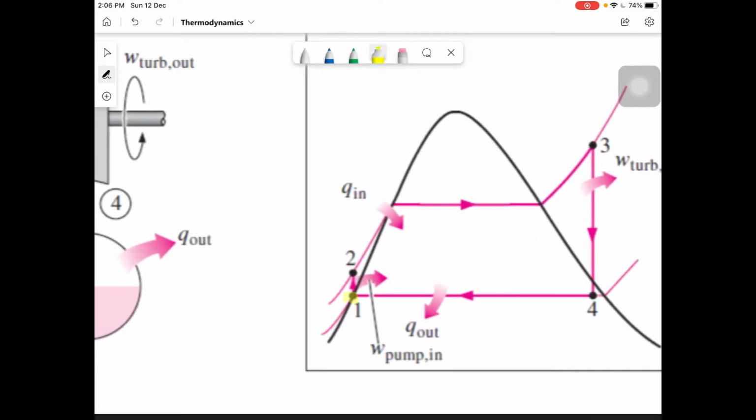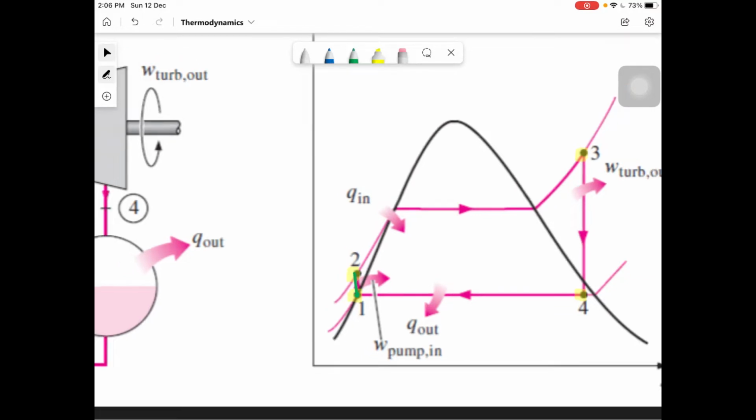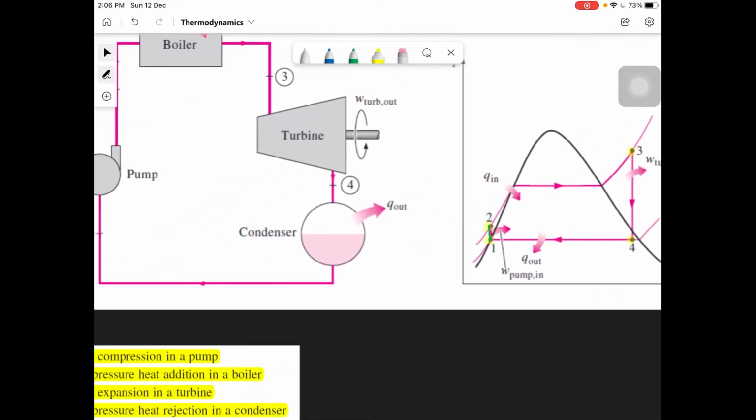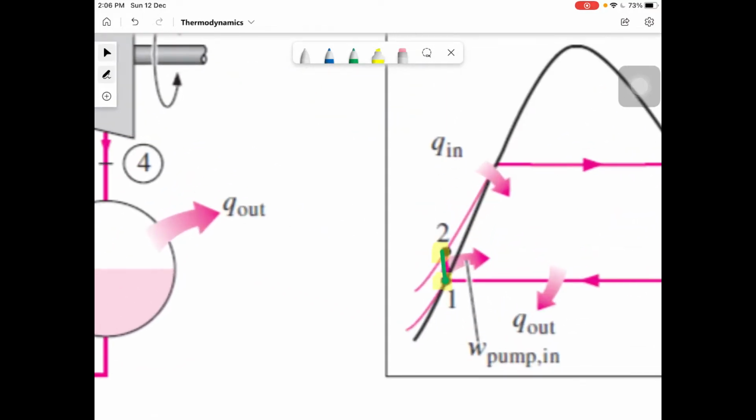Rankine cycle has 4 points. Point 1, 2, 3, and 4. Now you notice at point 1, this is the saturated fluid region, and then there is an isentropic compression. Isentropic means that the entropy remains the same, so S1 equals S2.